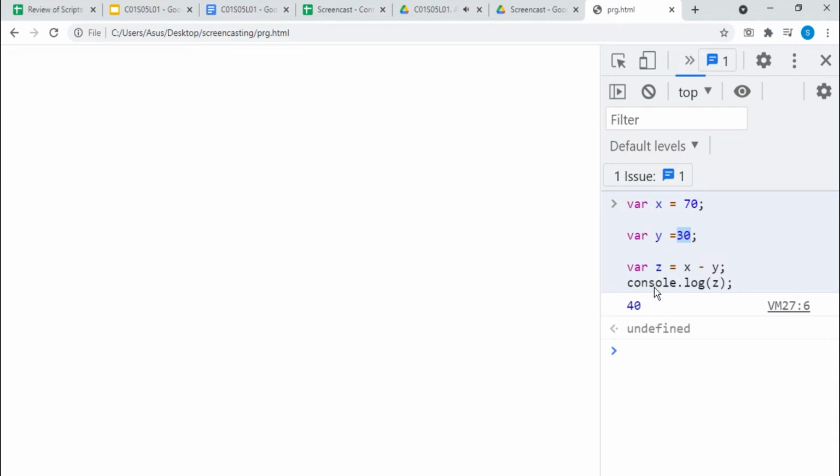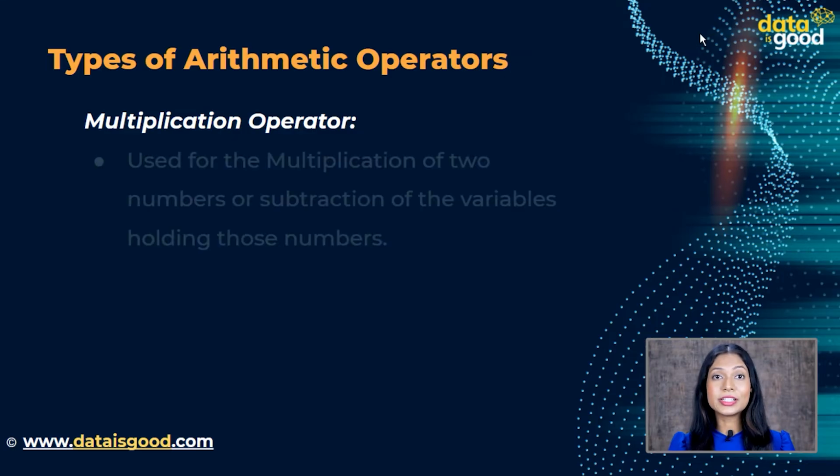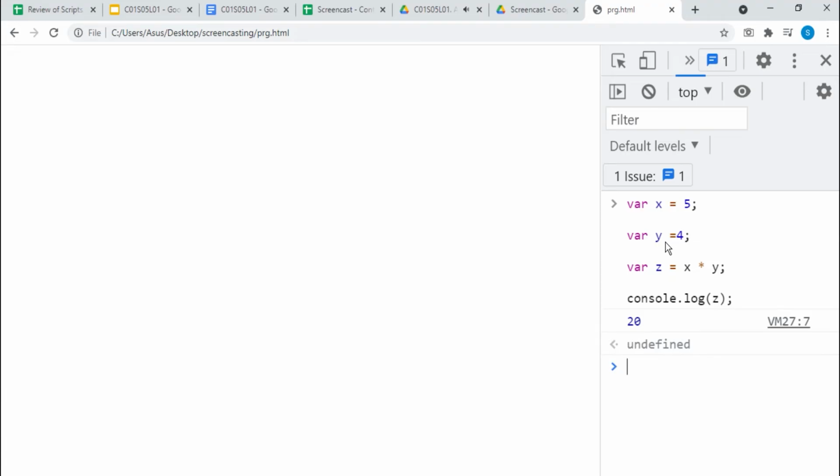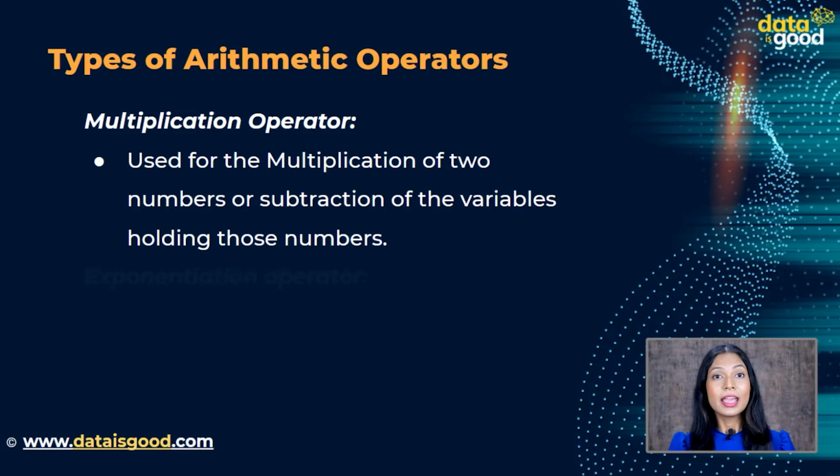Multiplication operator. The multiplication operator is used for the multiplication of 2 numbers or of the variables holding those numbers, just like addition and subtraction. In this example, x and y are the variables holding the values 5 and 4 respectively. Using the multiplication operator, we multiplied the 2 variables and assigned the result to the 3rd variable.